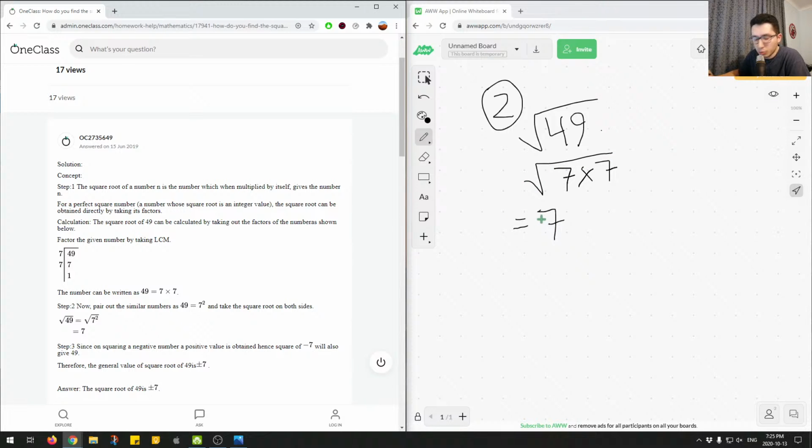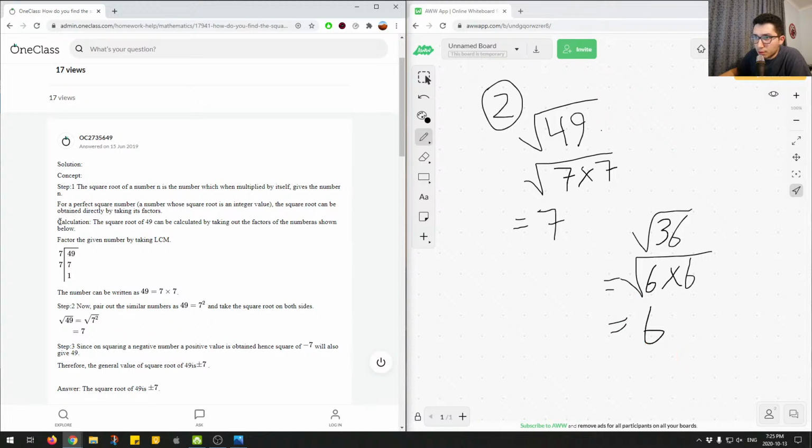This is for any number. So let's say we had 36. What is the square root of 36? We know 6 times 6 is 36. So we put that under the bracket, and since we're multiplying 6 by itself, we know the answer is 6.